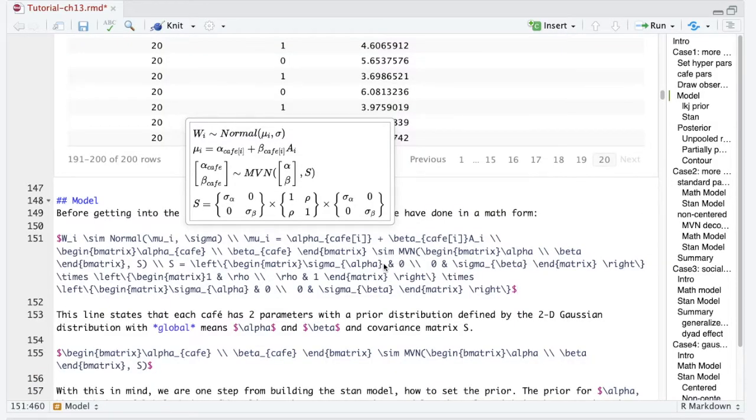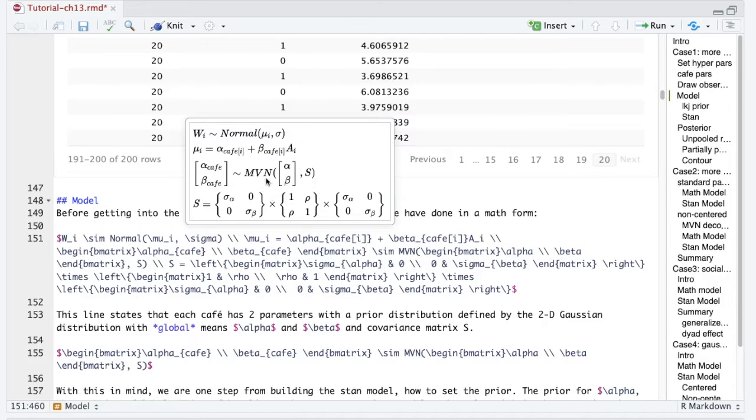I know you are probably very confused about what we've done, so before getting into the model, let's briefly review the process we've been through. Mathematically speaking, what we did is that we simulated a series of waiting lines for 20 cafes, and the waiting time is drawn from a normal distribution with mu. It varies between different cafes, and for each cafe there will be a difference between morning waiting time and afternoon waiting time, controlled by beta.